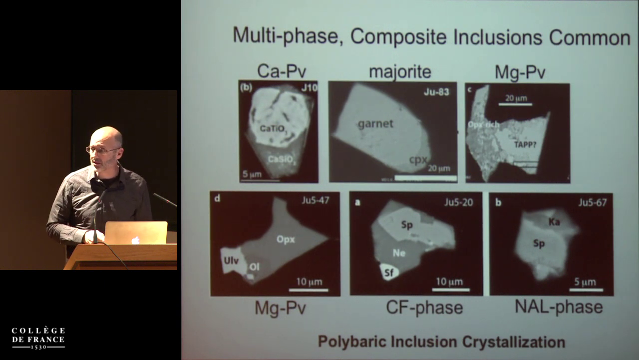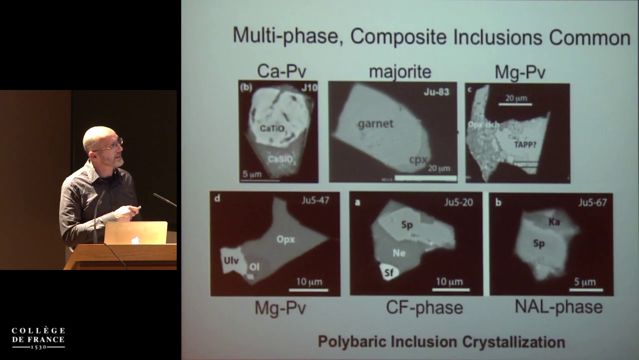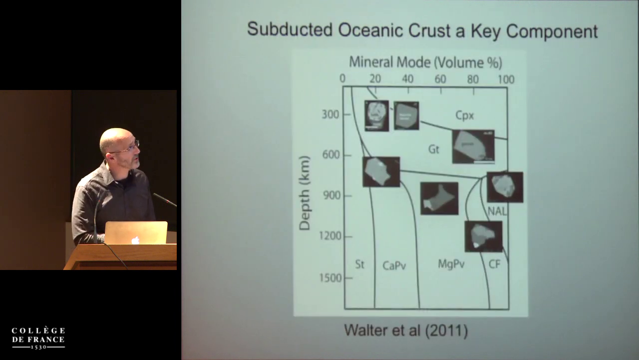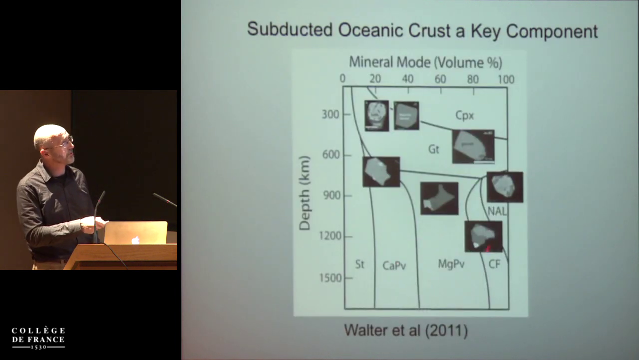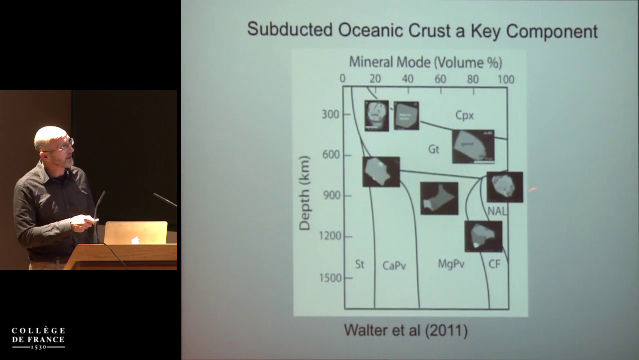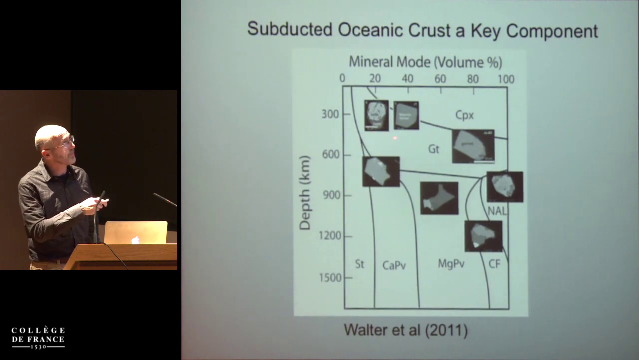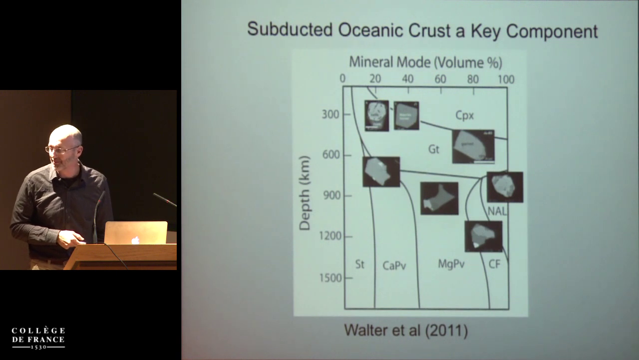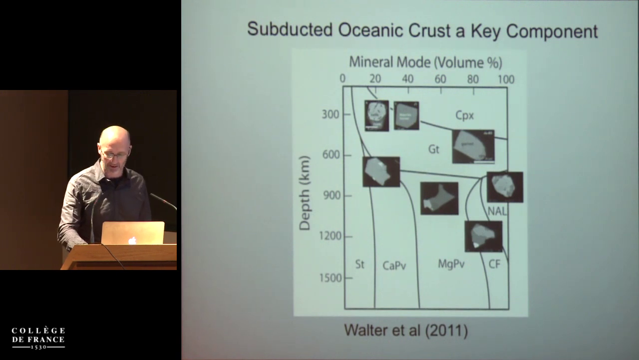So our interpretation is that these things formed in the deep transition zone or the upper part of the lower mantle. Okay, so if you just look at a phase diagram and you kind of sprinkle these onto the phase diagram, this is for subducted oceanic crust. This is a CF field, the NAL field, magnesium perovskite, calcium perovskite, garnet. We have CPX, we have stishovite as well, and these clinopyroxenes. So we have the whole pressure, we have the whole phase diagram basically in these diamonds. It's quite outstanding.